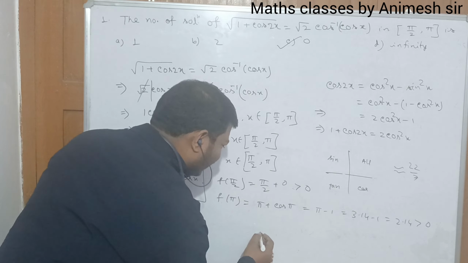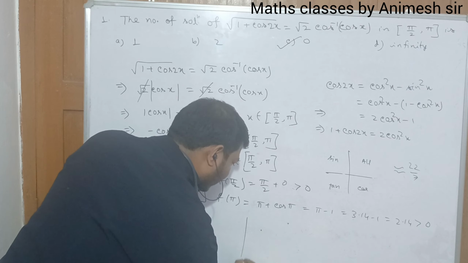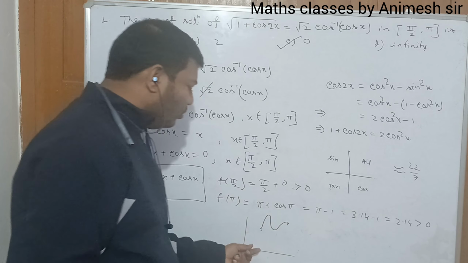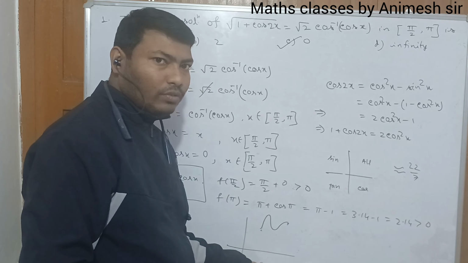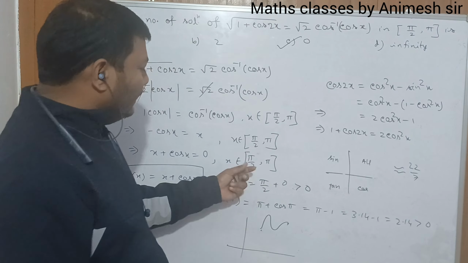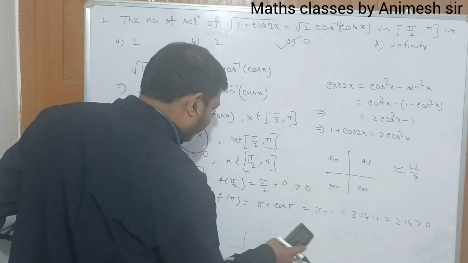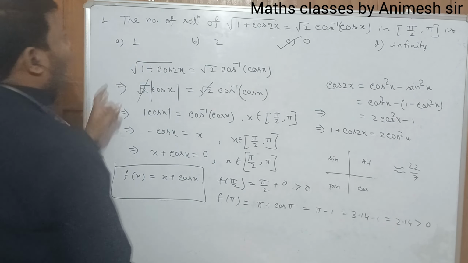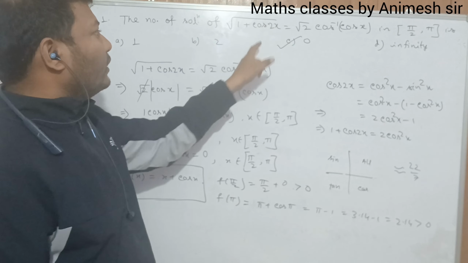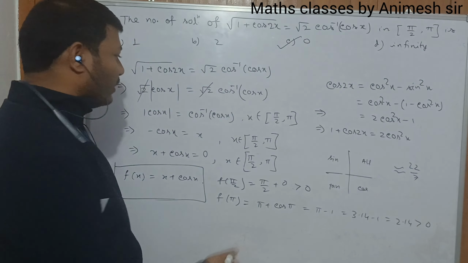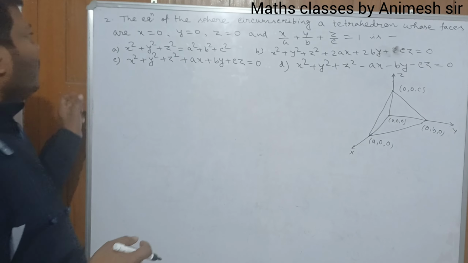The graph will be somehow like this, whatever the graph may be. So it will not take 0 in this interval pi by 2 to pi. So the number of solutions in this case will be 0, and this ends the question.